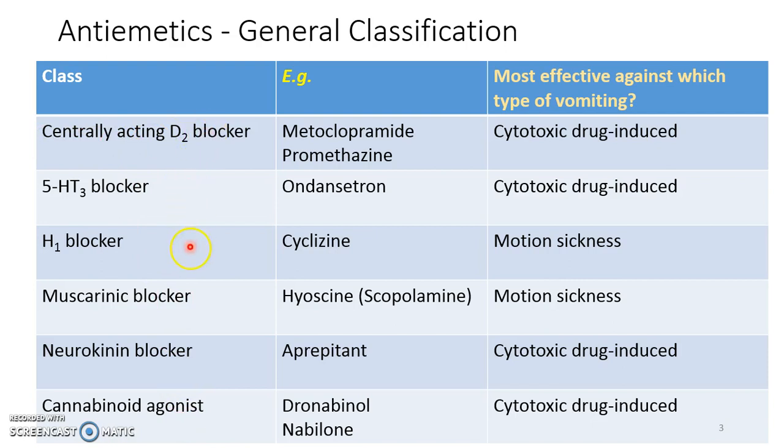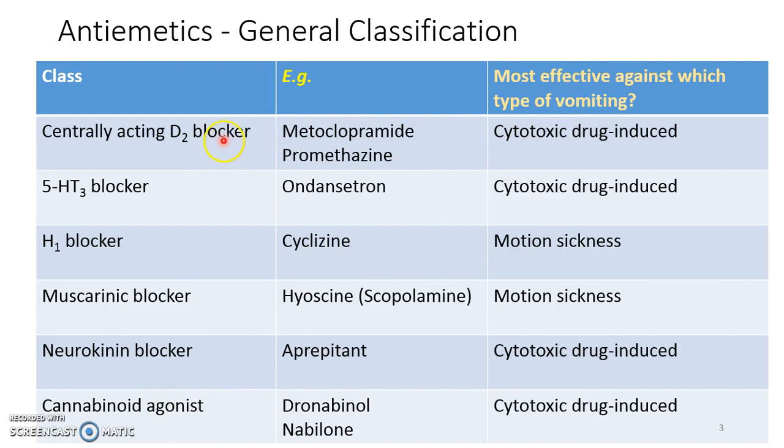So if you paid attention to the list, then you would have noticed that all of these are antagonists: D2 antagonist, serotonin 3 antagonist, histamine 1 antagonist, muscarinic antagonist, neurokinin antagonist. But then there is one agonist, which is the cannabinoid agonist.